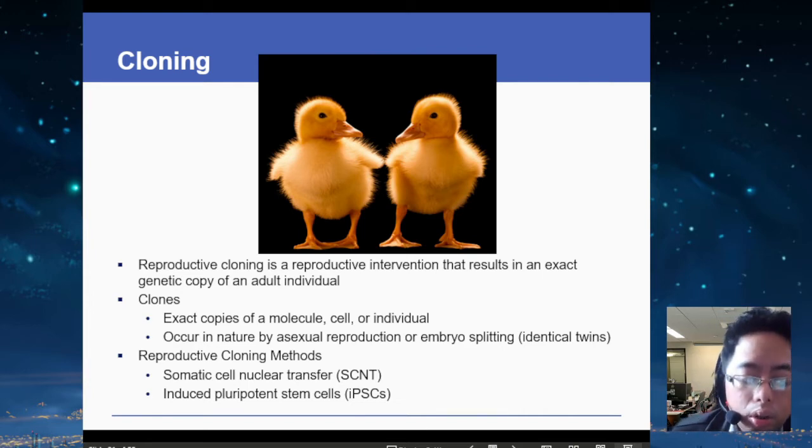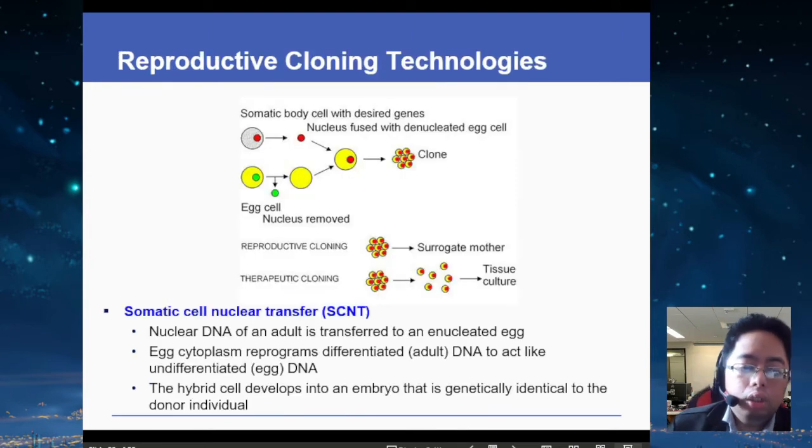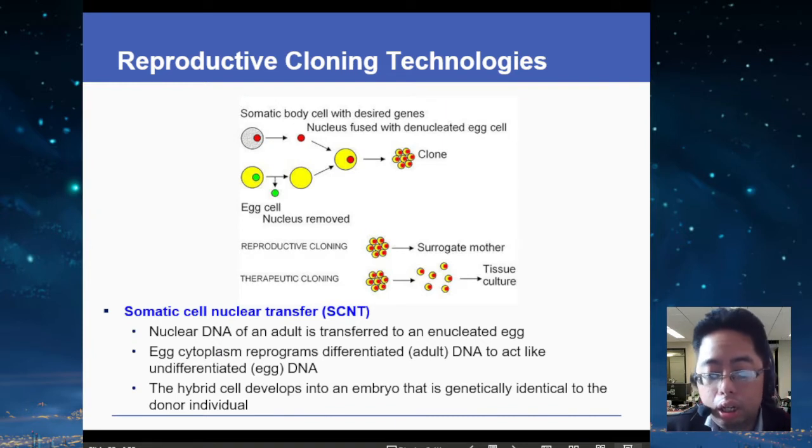Or we can use something that's called induced pluripotent stem cell, iPSCs. So pluripotent means it can become anything. Plural, potent, potential, right? Okay, so here is SCNT. In SCNT, nuclear DNA of an adult is transferred to an enucleated egg. So we take out the nucleus from an egg, ovum. We put the nucleus of the somatic cell into that egg cell. The egg cell reprograms differentiated DNA to act like undifferentiated DNA.